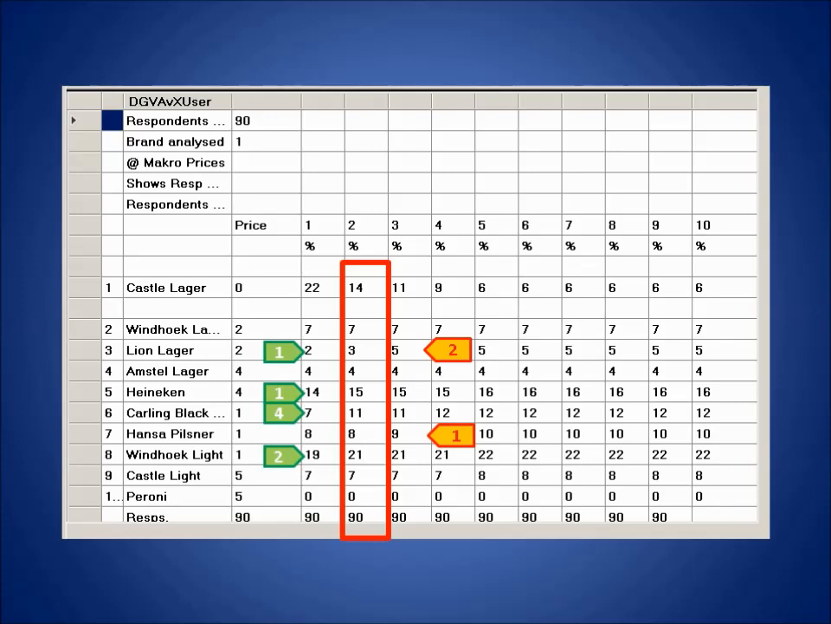It will gain nearly 8% of these respondents, and you'll see it is a Carling Black Label that will lose the most. Windhoek Light will lose 2. Heineken will only lose 1.